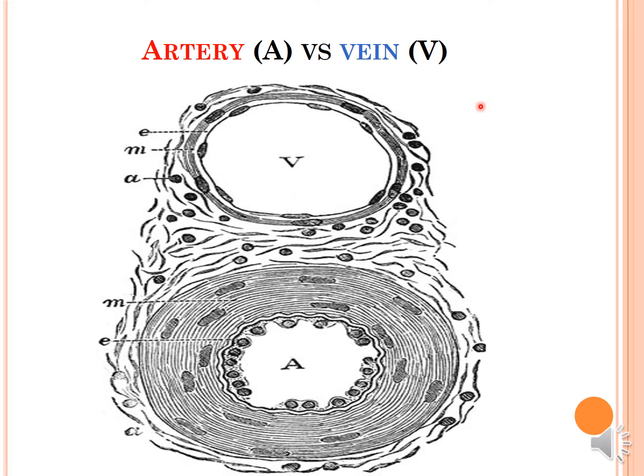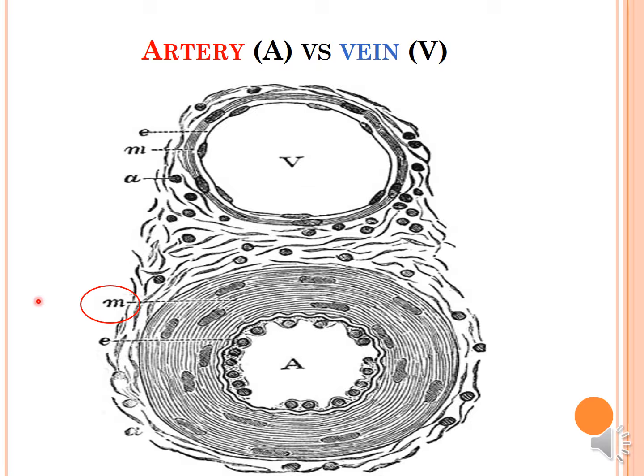But I have said before that arteries and veins have certain differences. The major difference between arteries and veins is not in the number of layers that are composing the wall. It's actually in one of the layers, which is the media. As you can see in this picture, V represents a vein and A represents the artery. Both veins and arteries are composed of three layers. We have the endothelial cells, and then the media, and then the adventitia.